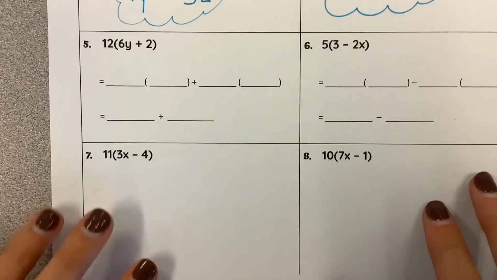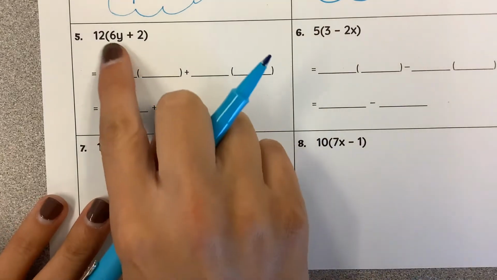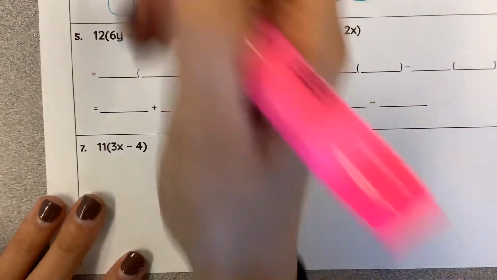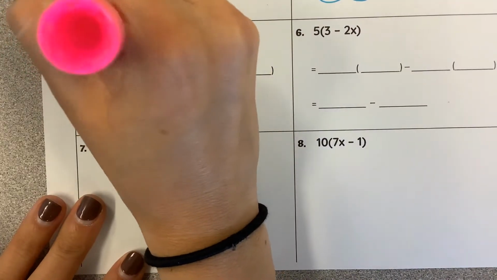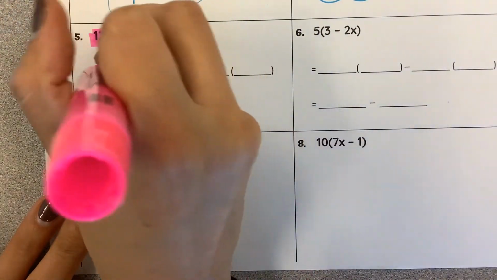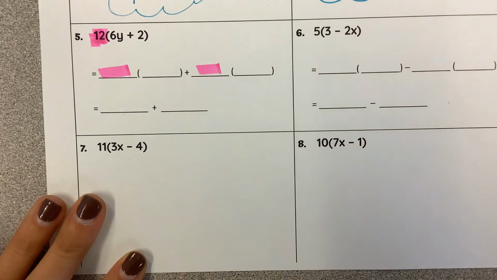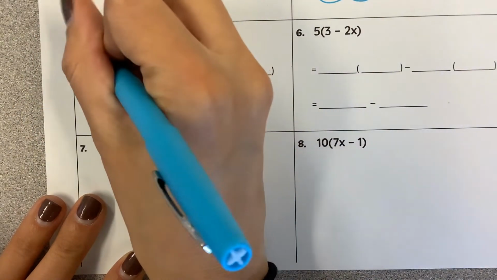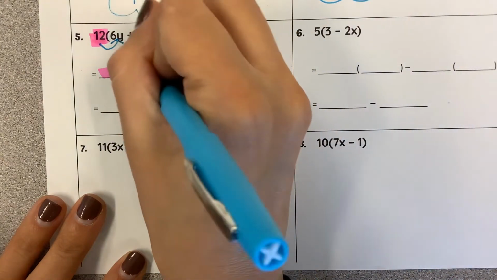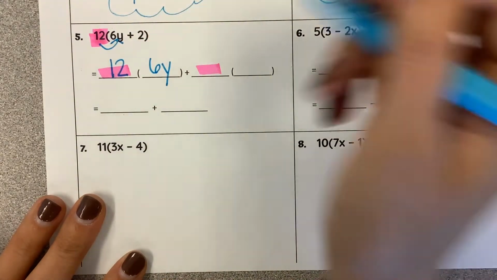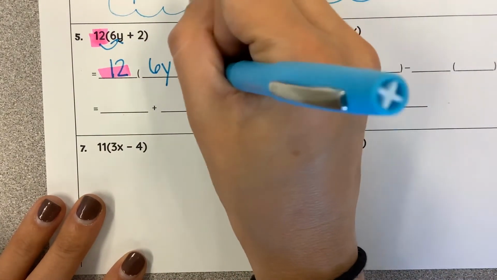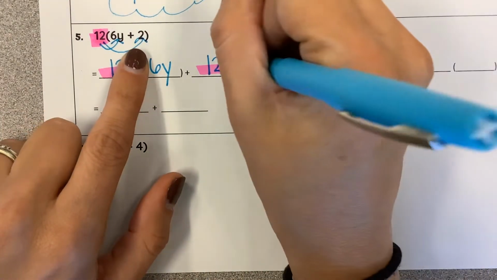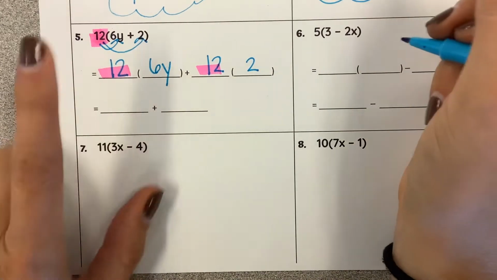All right, let's look at a couple examples where we have a number next to our variable. Still the same process. I'm highlighting my number on the outside. I'm going to show that I'm applying that to both terms. So we're taking the 12 on the outside, and I'm distributing it to my first term, which is 6y. Bringing down my plus, putting 12 on the outside, and I'm distributing it to my second term, which is 2.